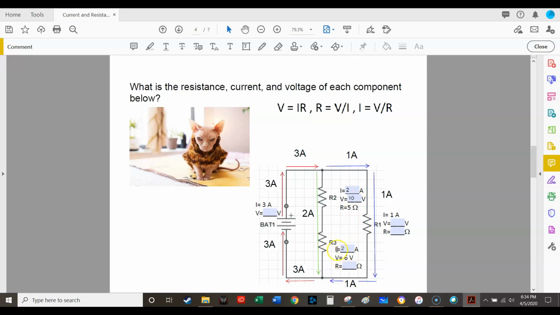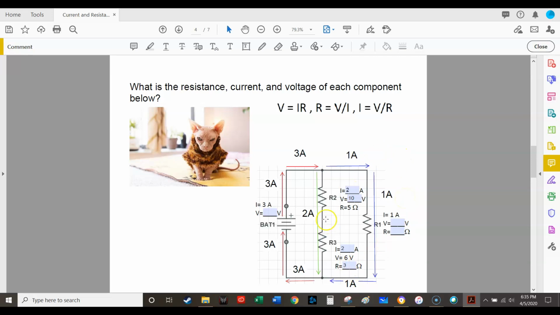Let's apply Ohm's law while we're here to R3. We have 6 volts and 2 amps. How do we get the resistance here? Well, voltage divided by current is equal to resistance. So 6 volts divided by 2 amps, well, that's going to be 3 ohms. Okay?